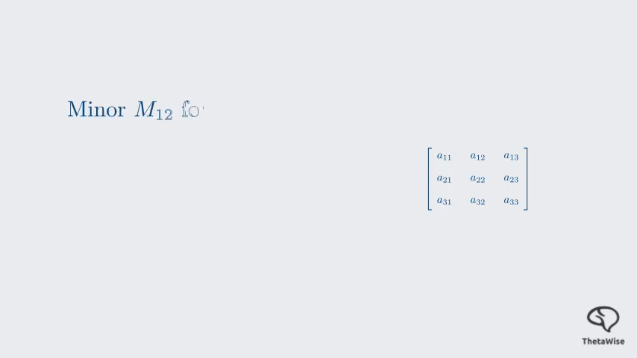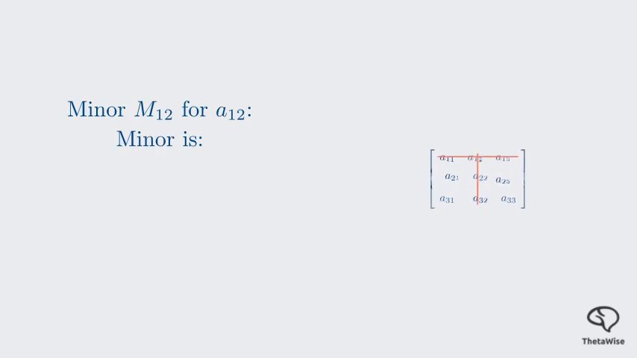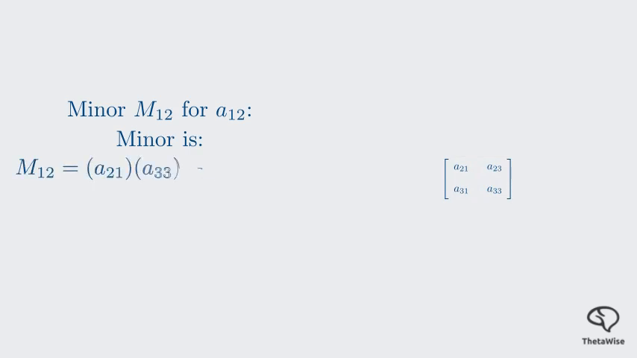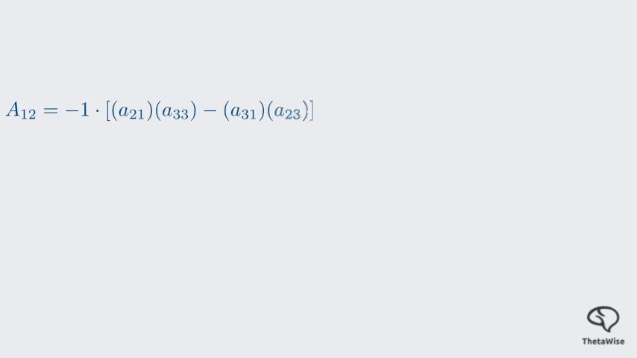Next, we find the minor M sub 1,2. We do this by crossing out the first row and the second column. The minor that remains is the determinant of the 2 by 2 matrix containing the elements a sub 2,1, a sub 2,3, a sub 3,1, and a sub 3,3. The determinant of this minor is a sub 2,1 times a sub 3,3, minus a sub 3,1 times a sub 2,3. Finally, we combine the sign -1 with the minor. The cofactor A sub 1,2 is -1 multiplied by the determinant of our minor. This matches the provided solution perfectly.